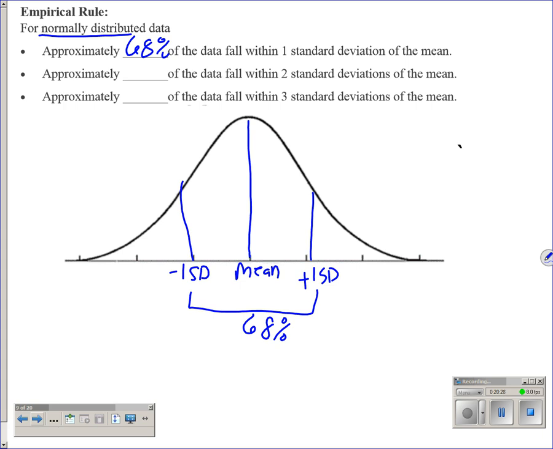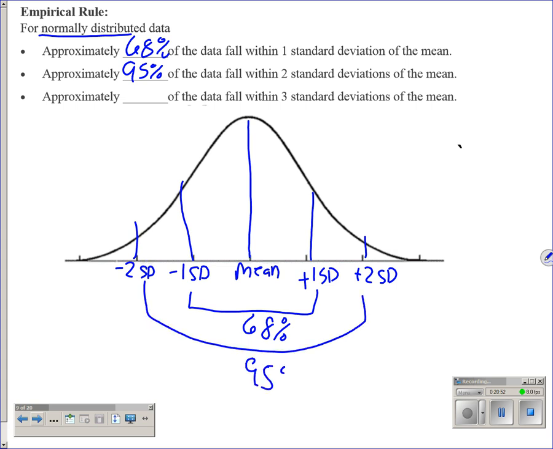Then approximately 95%, all but 5% of my data, is going to be within two standard deviations of the mean. Which I think is awesome. So between minus two and plus two standard deviations from the mean, we have approximately 95% of my data.